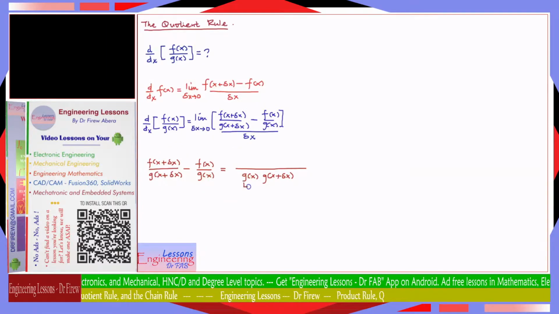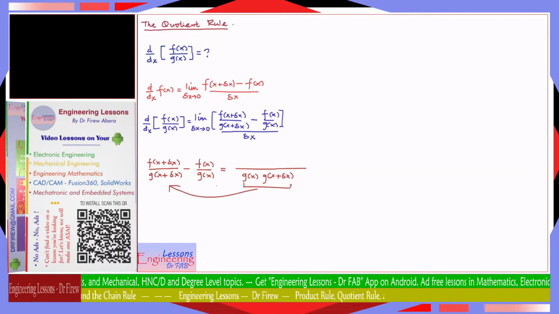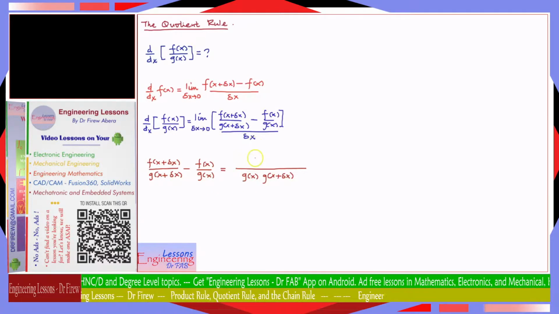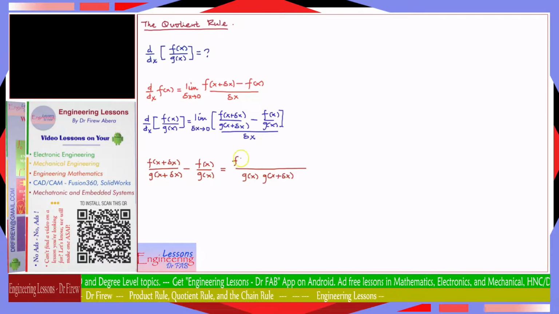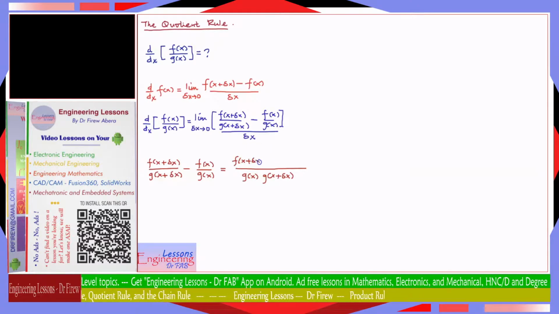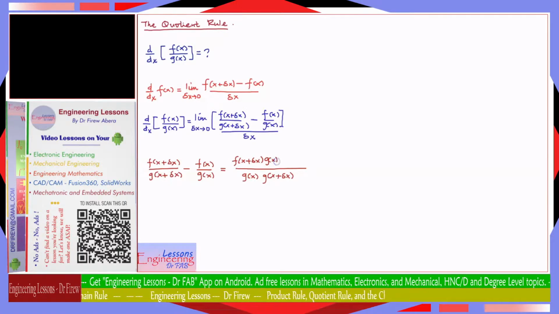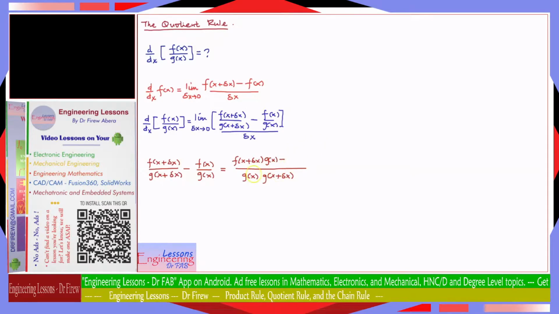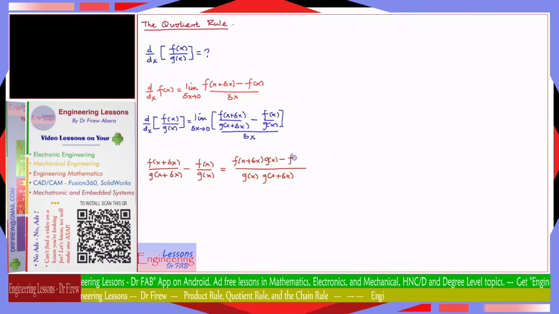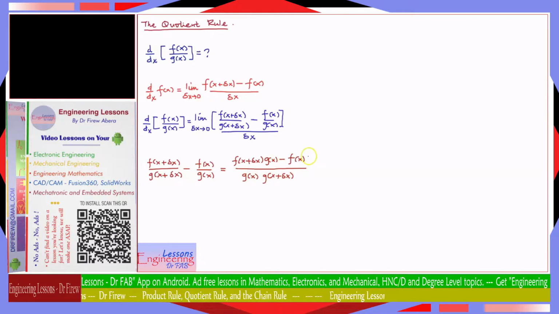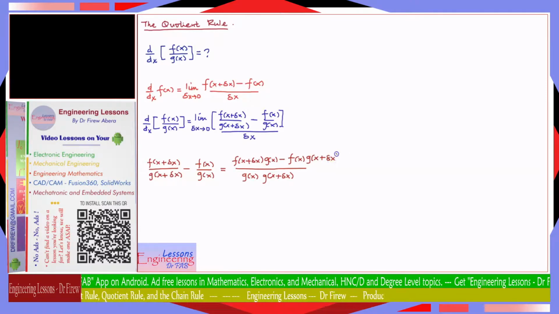So, dividing by the first, you remain with g of x and multiply that with the numerator. So for the first you'll have f of x plus delta x times g of x, minus, and for the second you'll have f of x times g of x plus delta x.